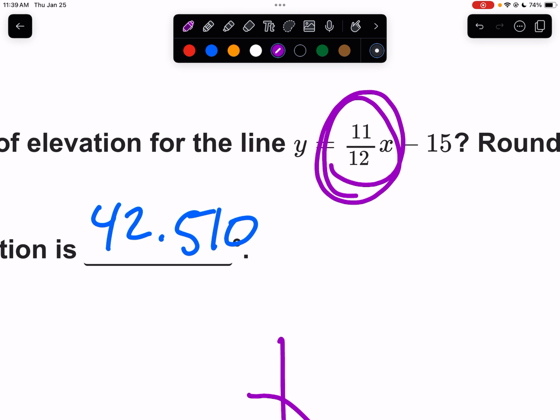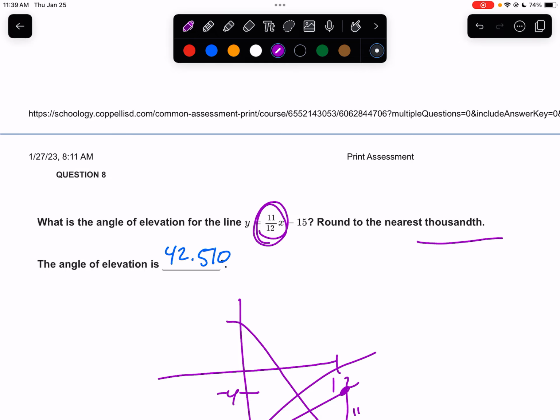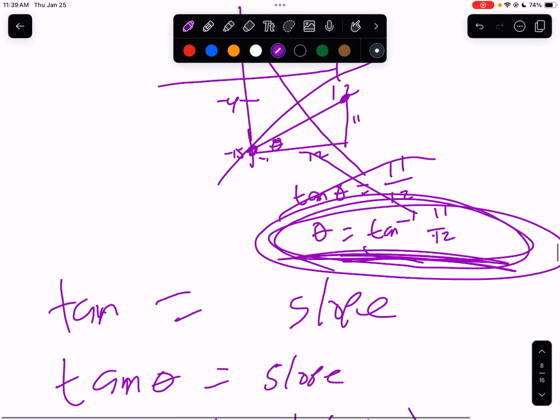So we do inverse tangent, make sure I got the right answer here, of 11 over 12. And it says round to the nearest thousandths: 42.510. Yes.